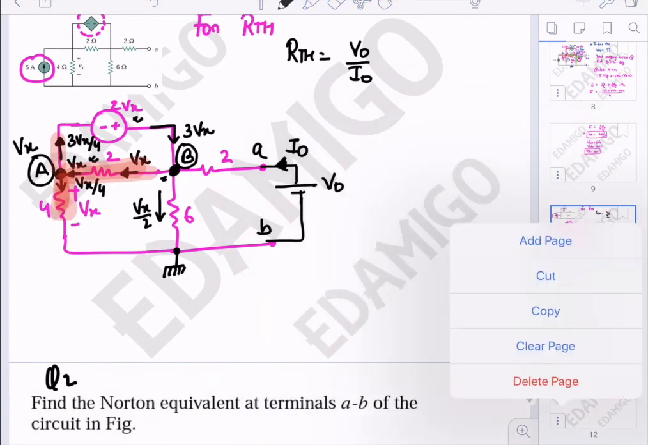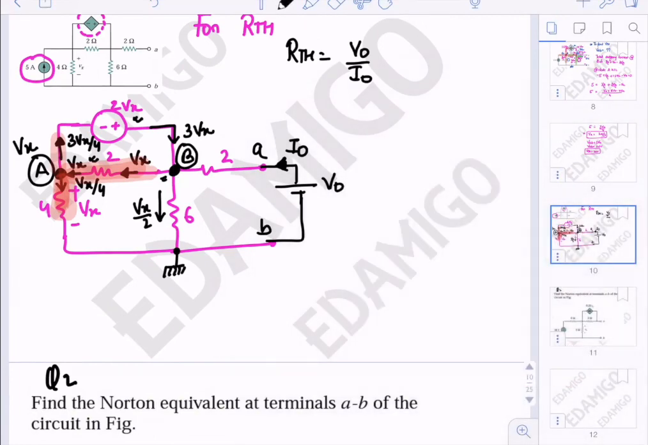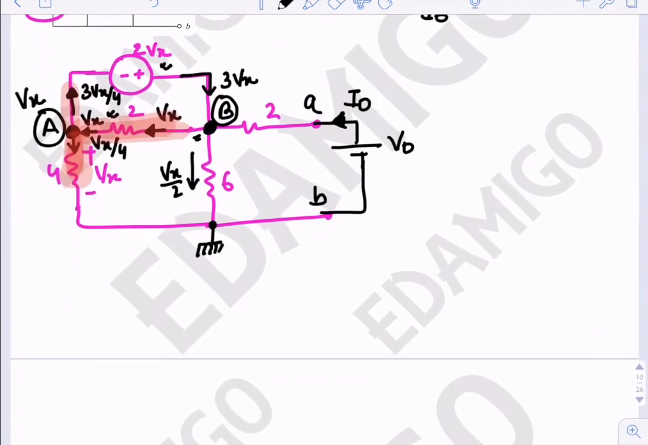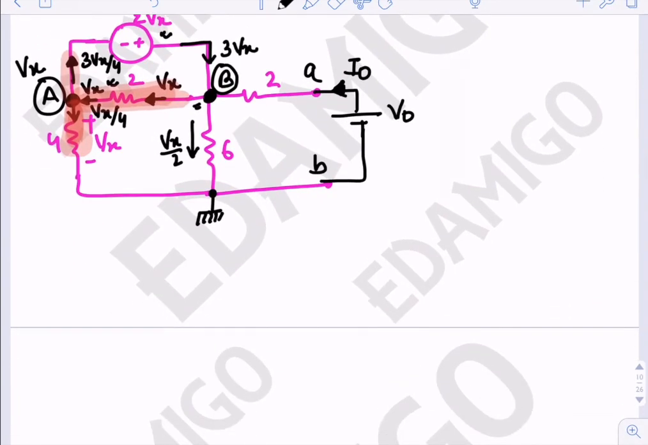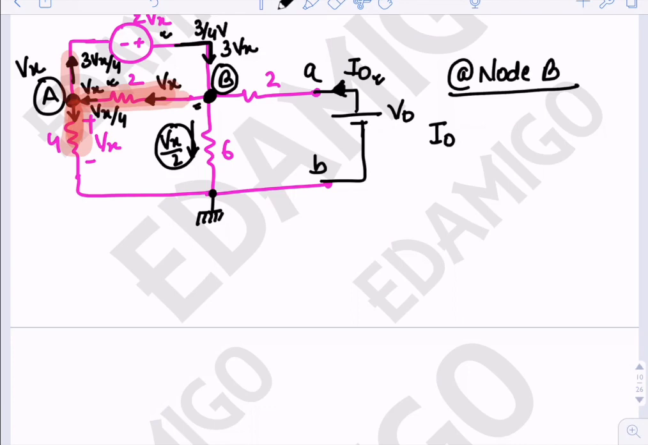I have to add a page. Okay, now here we can easily see that at node B, the incoming current is I naught. Here we can see that the current here will be 3 by 4 Vx. Okay, we have seen that. So the incoming current is 3 by 4 Vx, which is equal to the outgoing current.